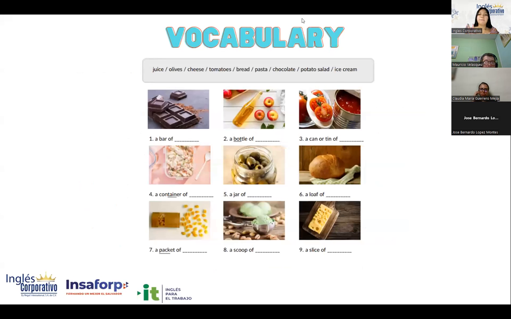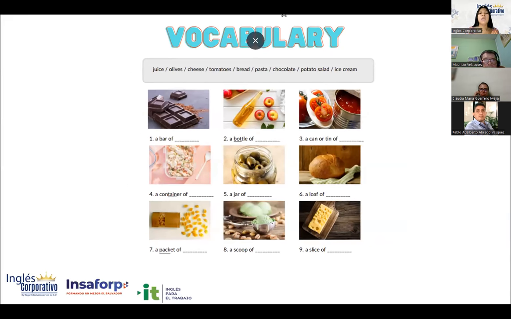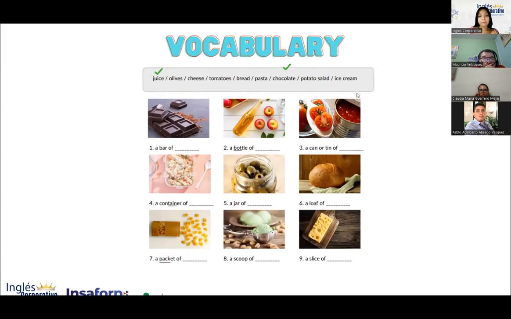So as you can see, we have different pictures, and what we need to do is match the word that needs to fill out in each picture, all right? So number one, it says a bar of chocolate, right? Now, what about number two? A bottle of juice, perfect. What about number three? A can or tin of tomato sauce. Okay.